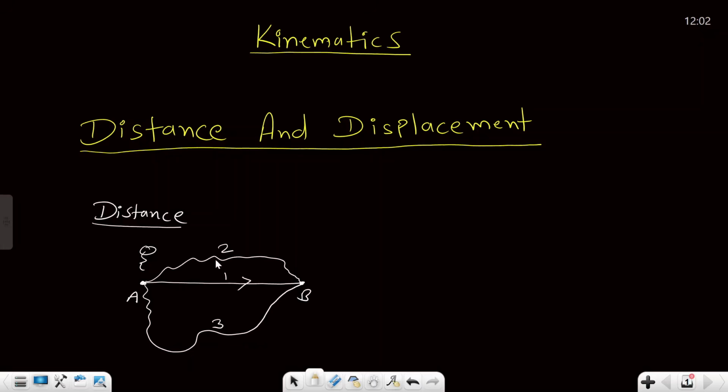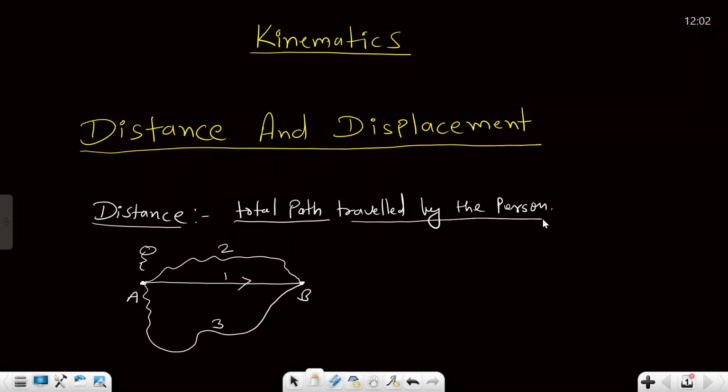So in this topic, how are distance and displacement defined? Now the distance is the total path traveled by the person or by the body in all of his motion. That is distance.